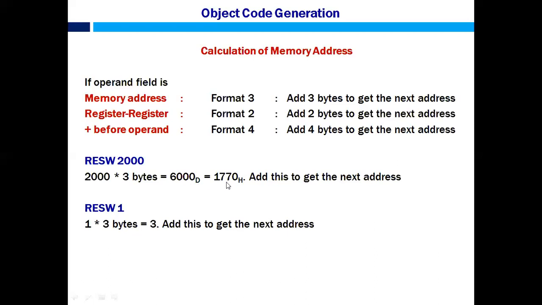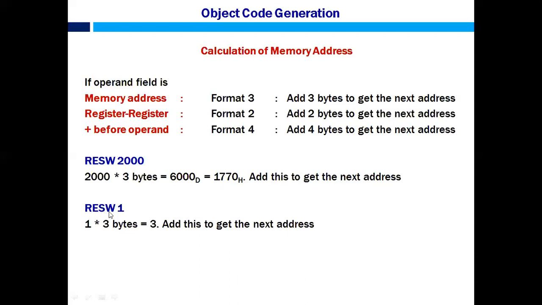How do you convert it to hexadecimal? You know decimal to hexadecimal conversion. You can use a calculator. And then 6000 decimal equivalent will be 1770 hexadecimal. Okay, so you should not add 6000, you should add 1770 to the next address. Again, you don't have to worry so much. We will see all these in the examples.